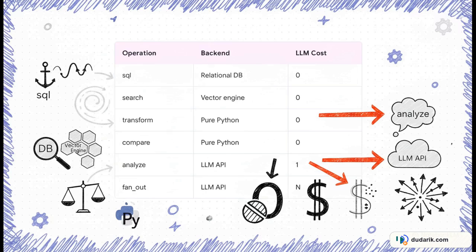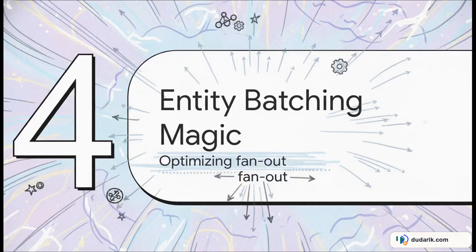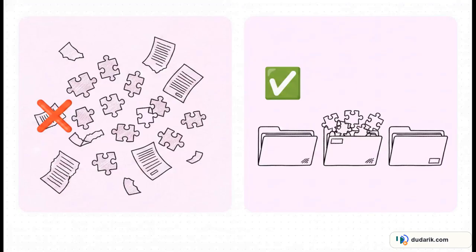No wasting tokens on intermediate reasoning steps. Section 4, the magic of entity batching. We really need to focus on optimizing that fan-out step because, as you probably guessed, it's the most expensive operation in the whole shebang.